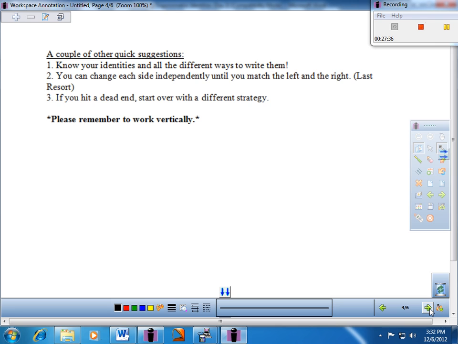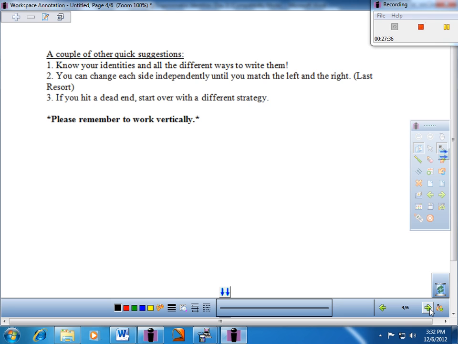So it says, know your identities in all the different ways to write them. Definitely with that 1 minus sine squared or the 1 minus cosine squared, that comes up a lot. This, number 2, is it says you can change each side independently until you match the left and the right. I would discourage you from doing that, but you can do that. If you just run into a brick wall, try playing around with the other side a little bit, maybe by working with that. Just be careful.